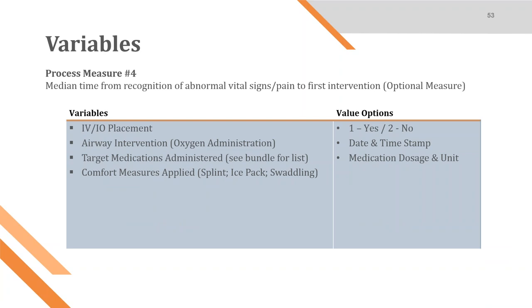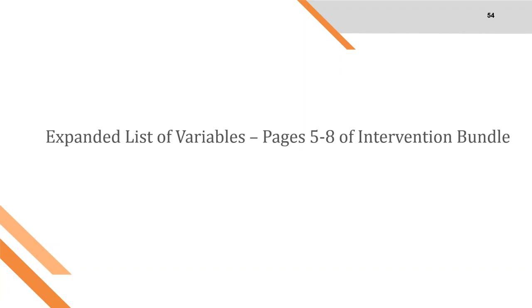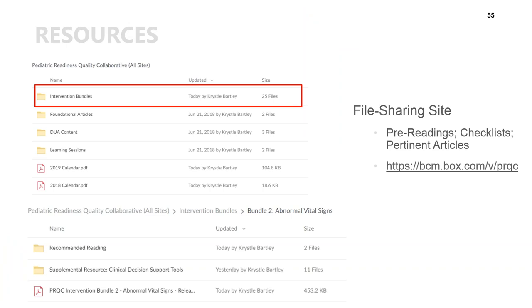And then lastly, for the optional measure, we are asking for a couple of pieces of information about your first intervention. So remember, this measure relates from the time of recognition to your first intervention, and we are asking questions related to IV/IO placement, whether there was airway intervention, if there were targeted medications administered, and you can see the bundle for an expanded list of those measures, or whether there were any comfort measures applied. And that will be a yes or no. We'll ask for a date and time stamp, and if there were medications involved, we'll ask for the dosing for that. And don't forget that you can find an expanded list of those variables on pages 5 through 8 of the intervention bundle that's included in the handout section of the control panel.